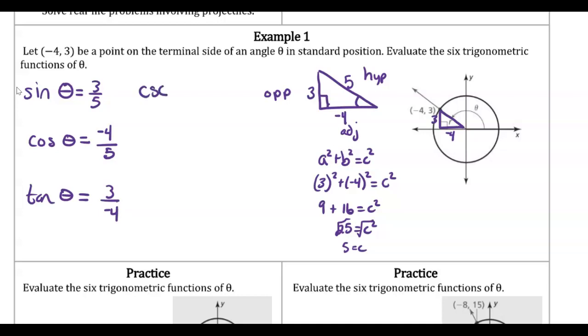All right, cosecant is the reciprocal of sine, so sine was 3 over 5, cosecant is 5 over 3. The reciprocal of cosine is secant, so you do the reciprocal and you have, instead of -4/5, you have -5/4. And then cotangent is the reciprocal of tangent, so instead of -3/4, you have -4/3.